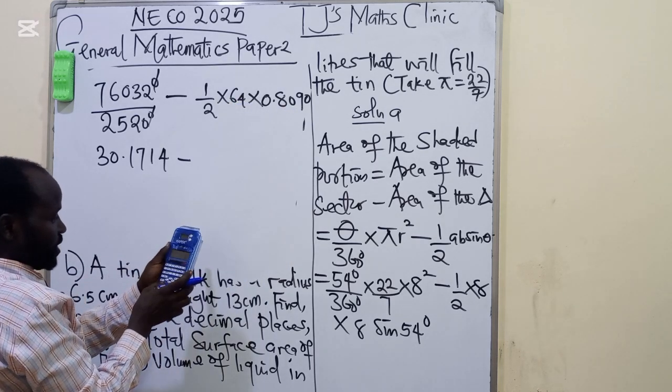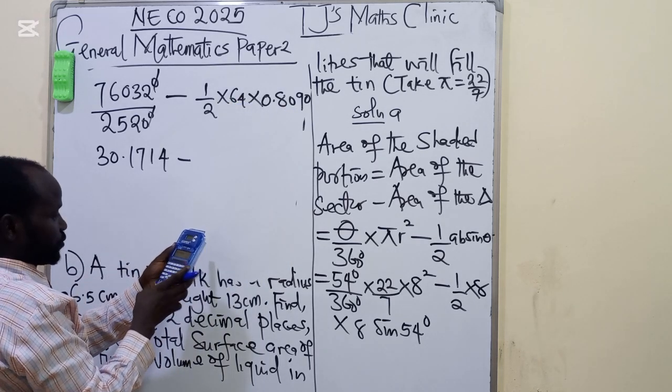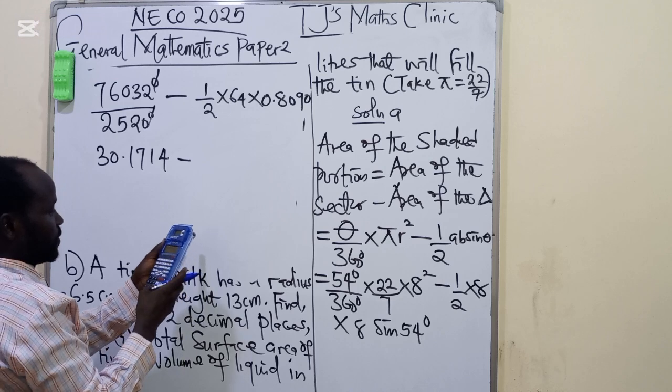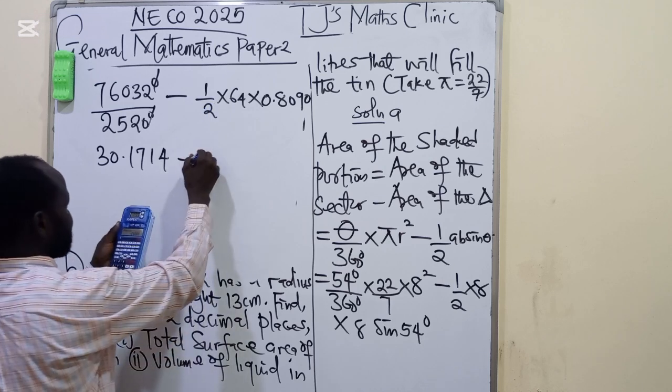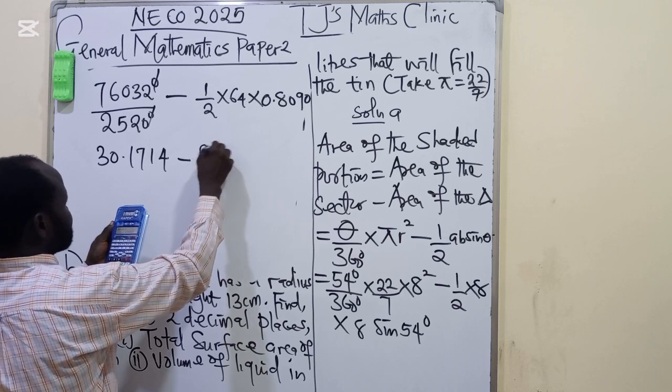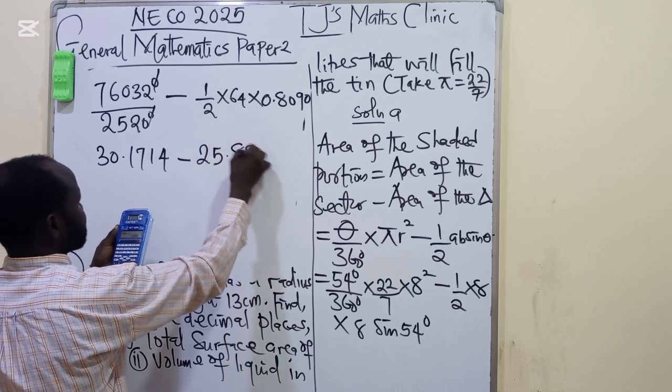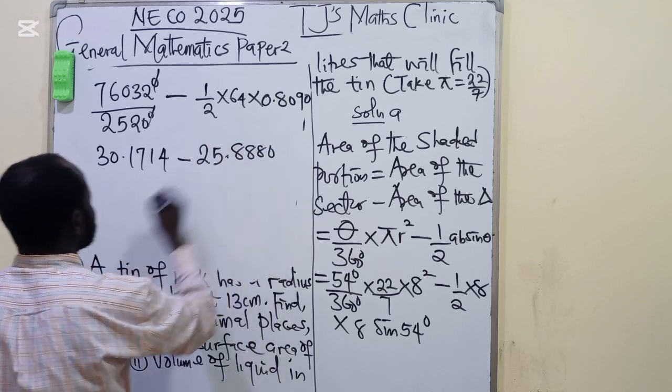That will be 0.8090 times 64. What do we have, divided by 2? Divided by 2, leave our answer to 4 decimal places. That's 25.8880.